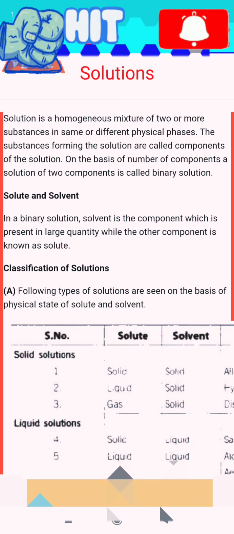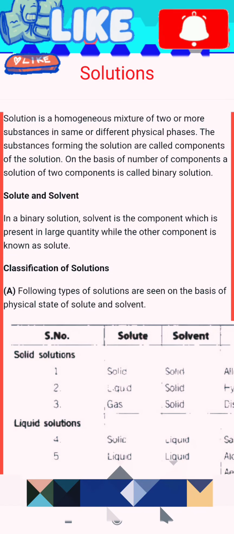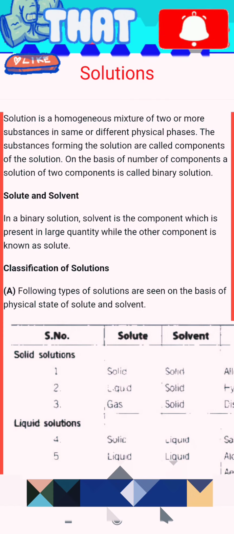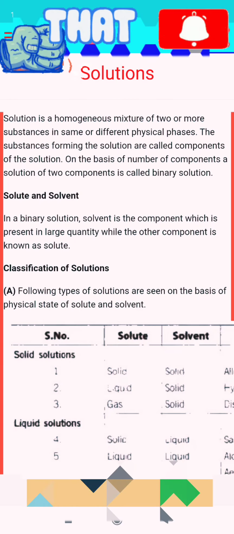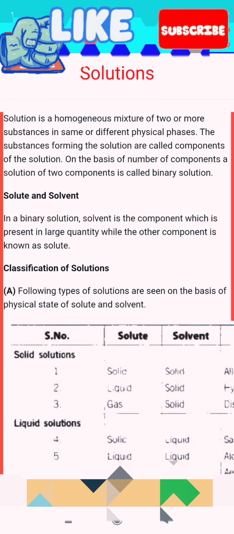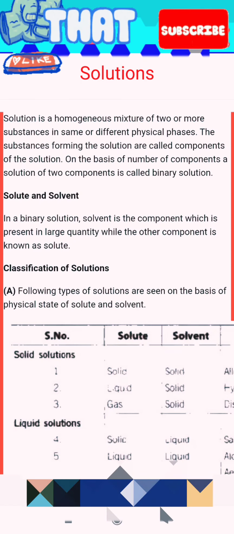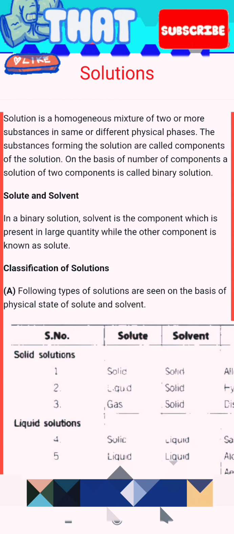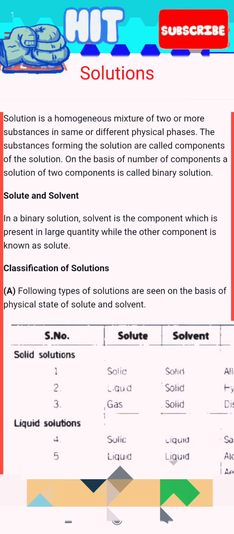Solution is a homogeneous mixture of two or more substances in same or different physical phases. The substances forming the solution are called components of the solution. On the basis of number of components, a solution of two components is called a binary solution. Means if any solution contains two components, that is called a binary solution. If any solution contains three components, that is called a ternary solution.